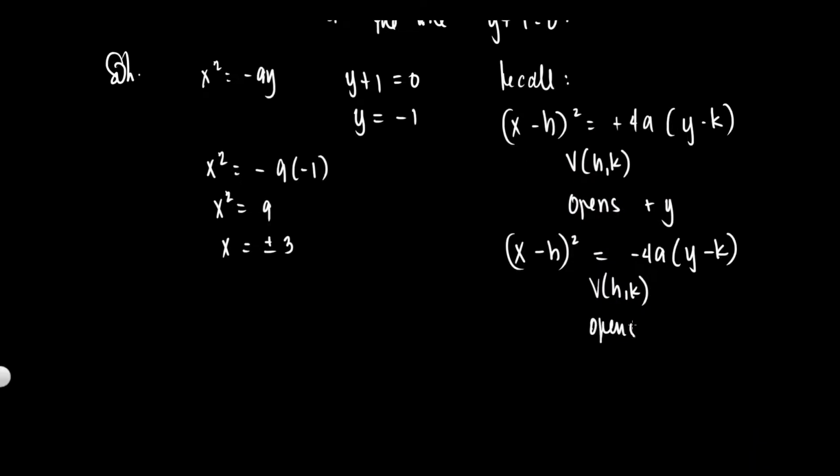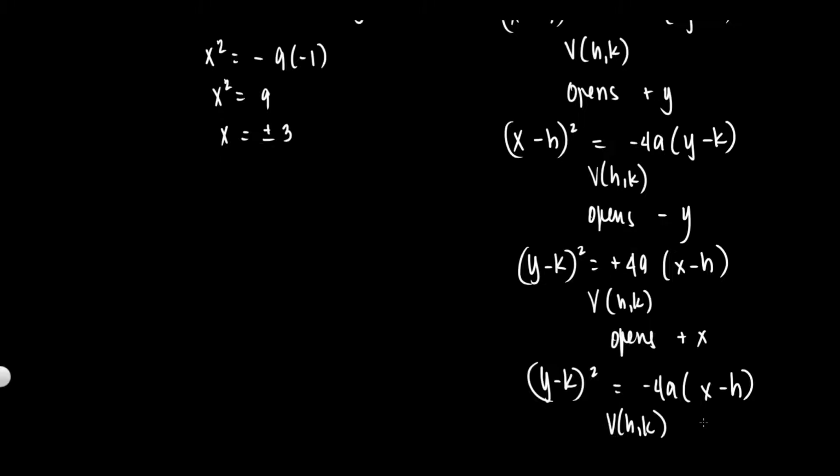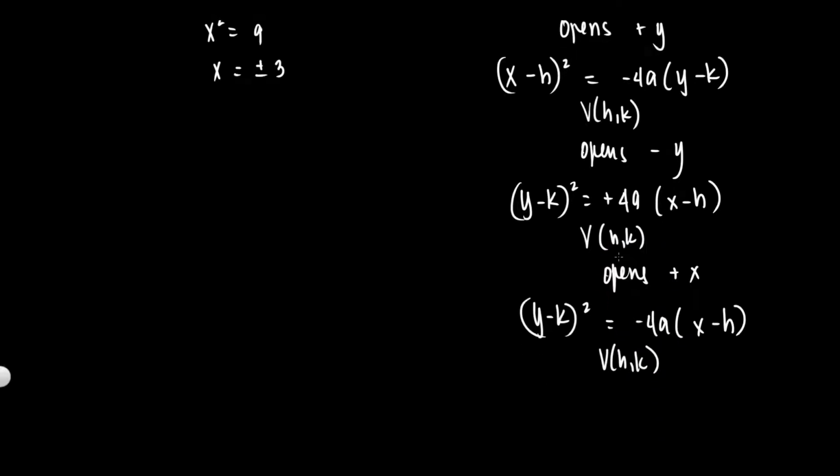Okay, opens negative y. Yung isa naman, we have (y minus k) squared equals 4a, positive, times (x minus h). Vertex is at (h, k), and the parabola opens positive x. Okay, opens positive x. And the other one, (y minus k) squared equals minus 4a times (x minus h). Vertex is at (h, k), and the parabola opens negative x. So, yun lang. Negative x.